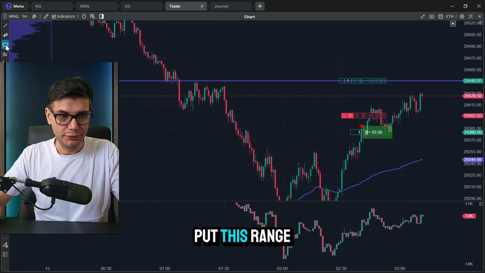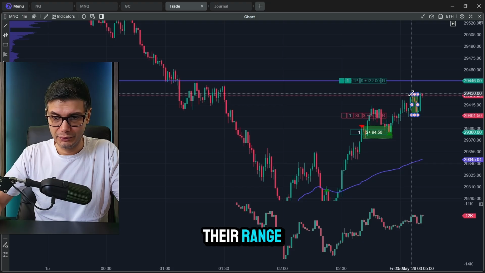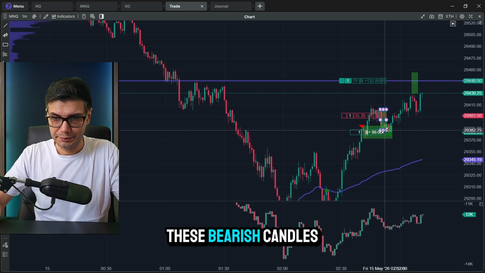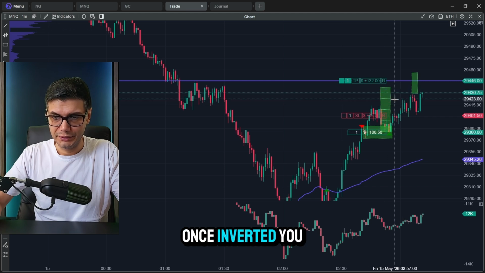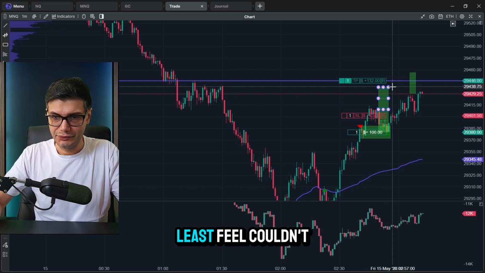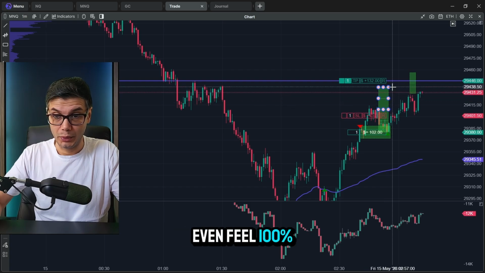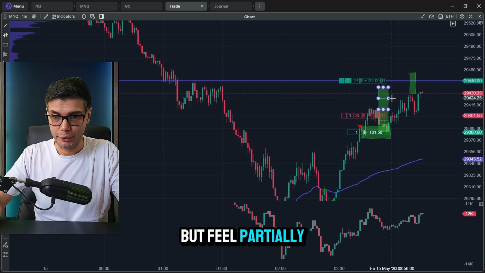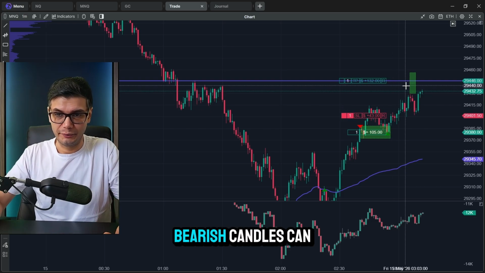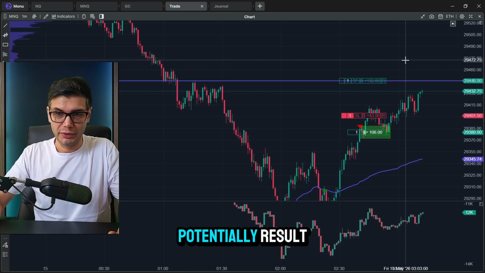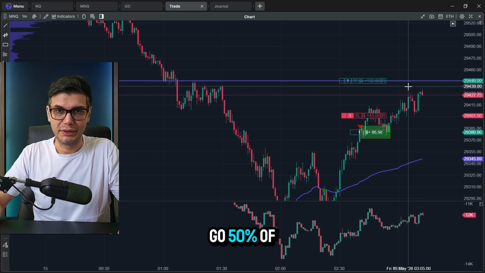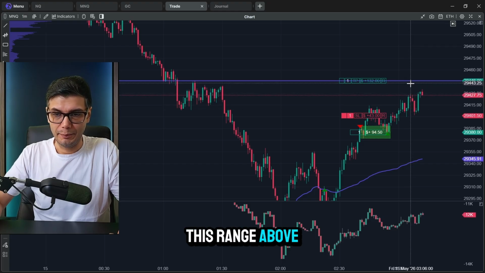So if I put this range on, if this is the range, the next would be around here, same as these bearish candles. Once inverted, you guys can see that the price tends to at least fill, couldn't even fill 100%, but fill partially. So each and every bearish candle or chain of bearish candles can potentially result in the price to at least go 50% of this range above it.